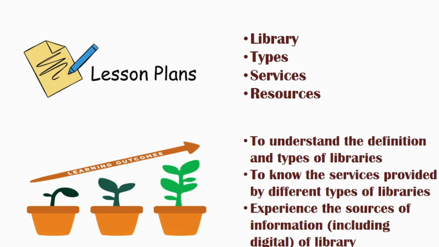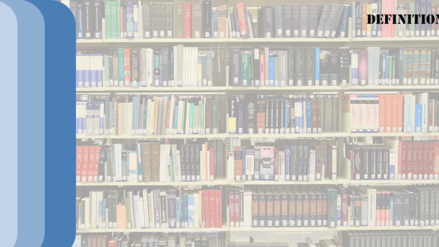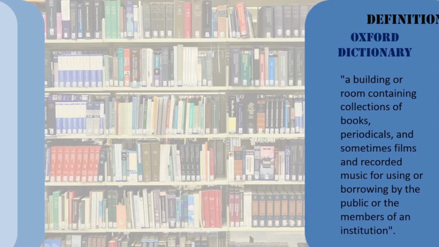Let's start with the definition. There are different definitions of a library, but we have gathered a definition from some well-known resources. Firstly, the Oxford Dictionary tells us it is a building or room containing collections of books, periodicals, and sometimes films and recorded music for using or borrowing by the public or the members of an institution.